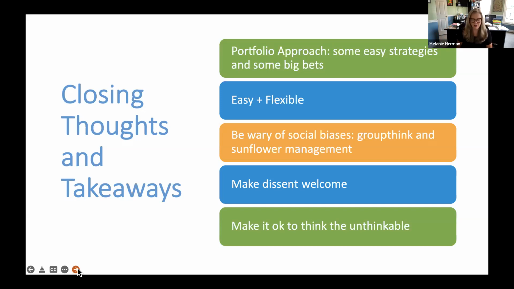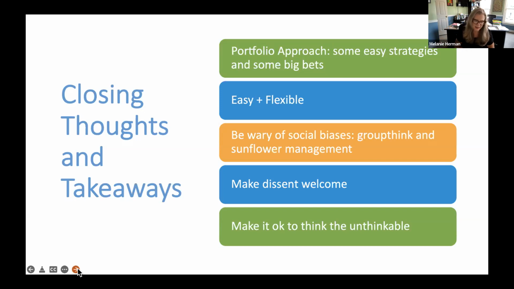Some of you may actually have tried designating somebody as the alternative viewpoint person on your team, and I'd love to hear how that has worked out for you. So reach out to me and let me know. But think about, how are we making it comfortable and okay to dissent, to disagree?